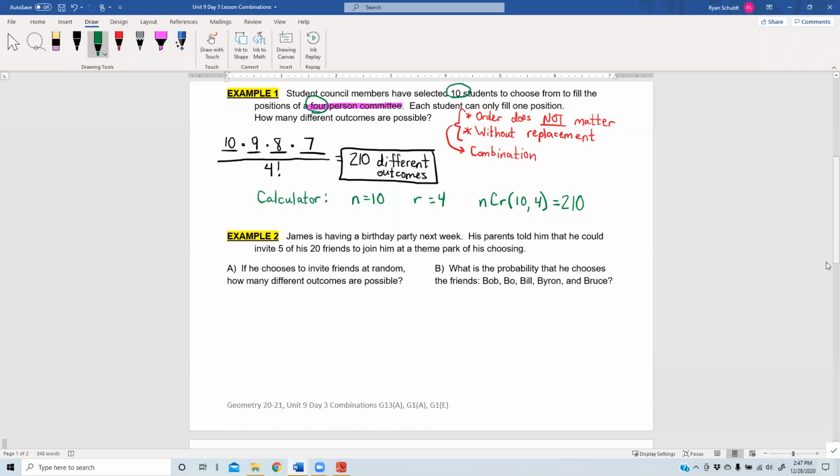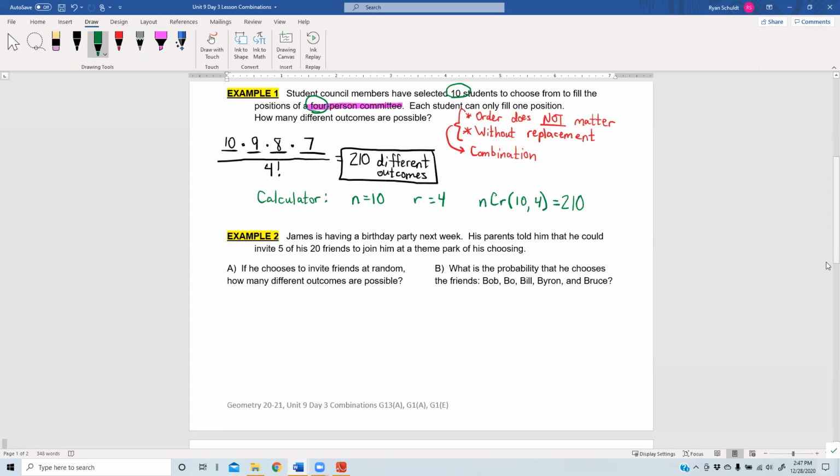He can't pick, like, oh, I like Bob, so Bob's going to get to go, and Susie, she'll get to go. He can't decide, so he's just going to throw them all in the hat and draw five of them randomly. How many different outcomes are possible?